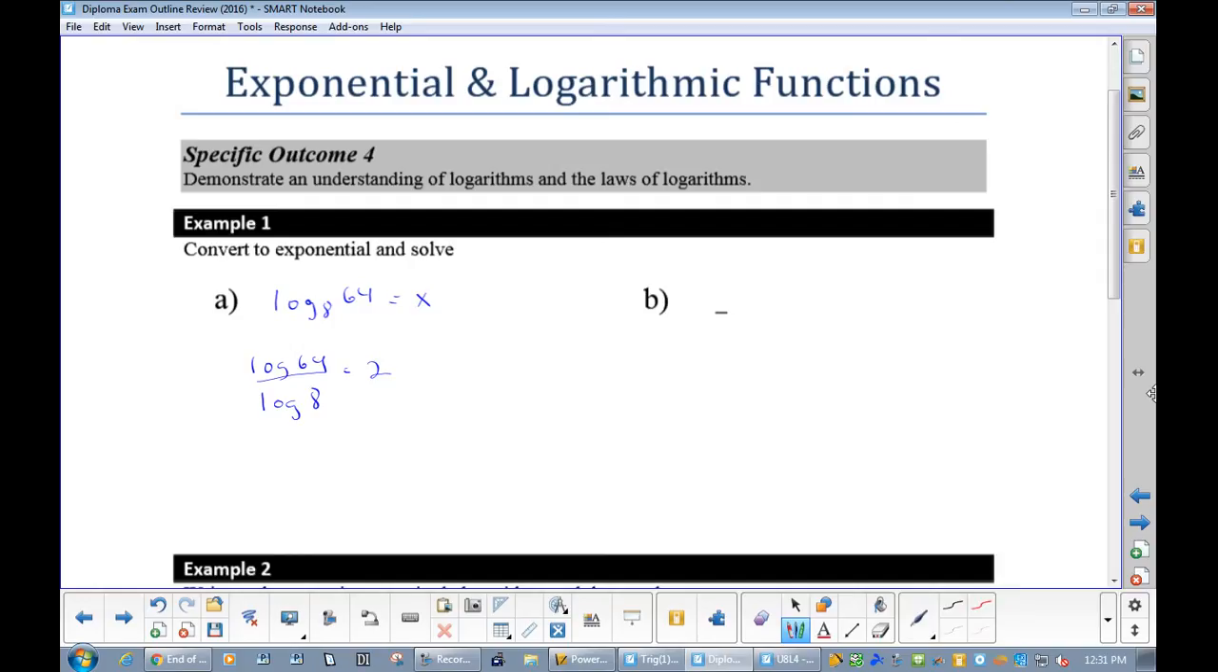A couple other ways. Put it into exponential form. What would this be in exponential form? 8 to the x equals 64. Remember, base stays where it is, and these two trade. Do you remember that? 8 to the what equals 64? 2. So you can see where x equals 2.